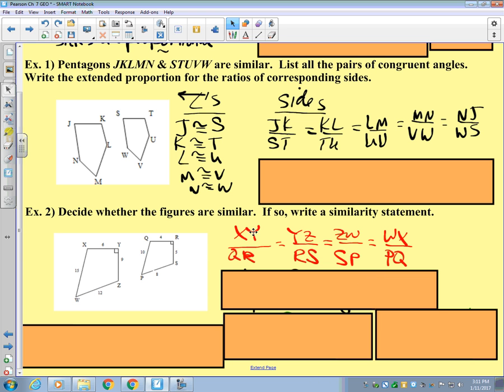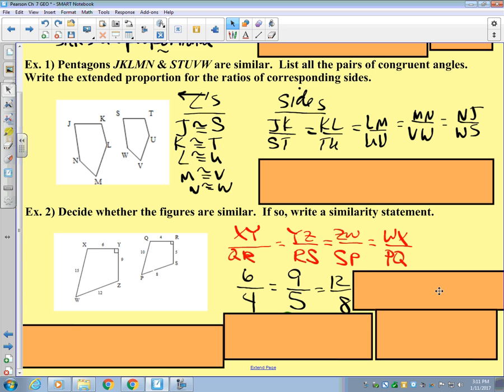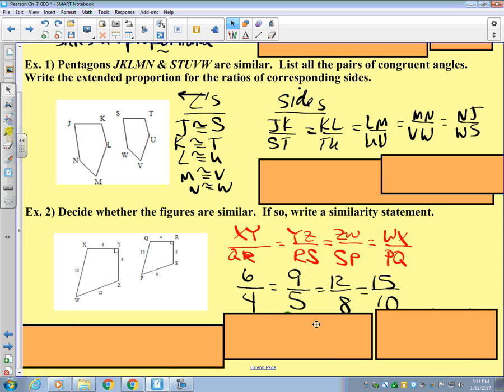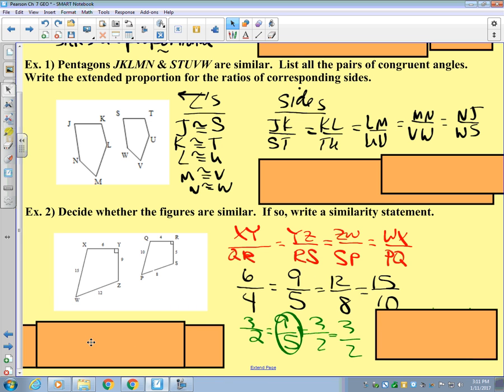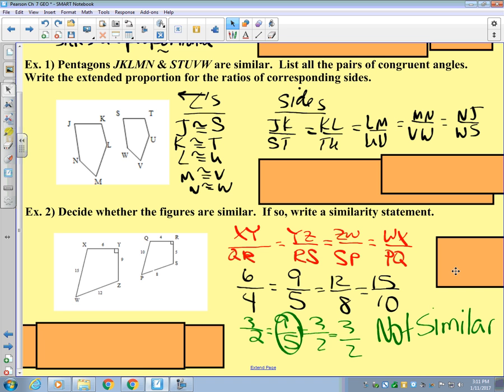So we're going to fill the numbers in for this similarity statement. So that's 6 over 4. That is 9 over 5. That's 12 over 8. And that is 15 over 10. Then we're going to simplify each of those fractions. So we get 3 halves, 9 fifths, 3 halves, and 3 halves. Since this is 9 fifths and not 3 halves, the two figures are not similar.